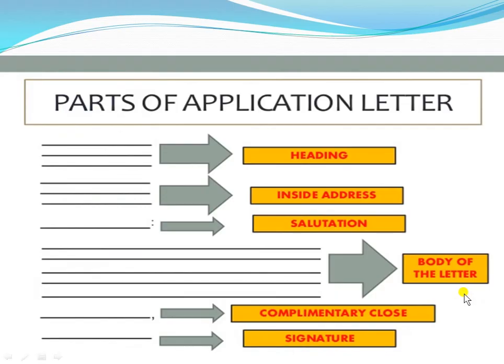This image shows the different parts of an application. If we count, they are six in number. First, the heading. When we see a question of an application, like we have to write an application to the principal for any purpose, first we have to write the letter heading. It's about why you are writing this application.